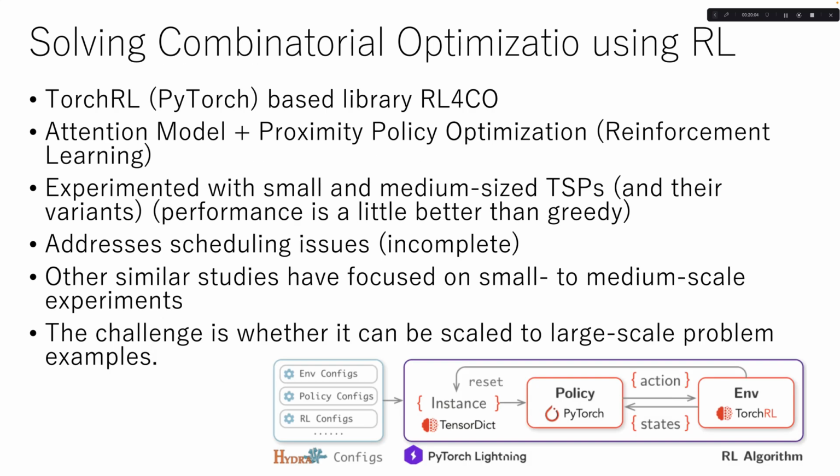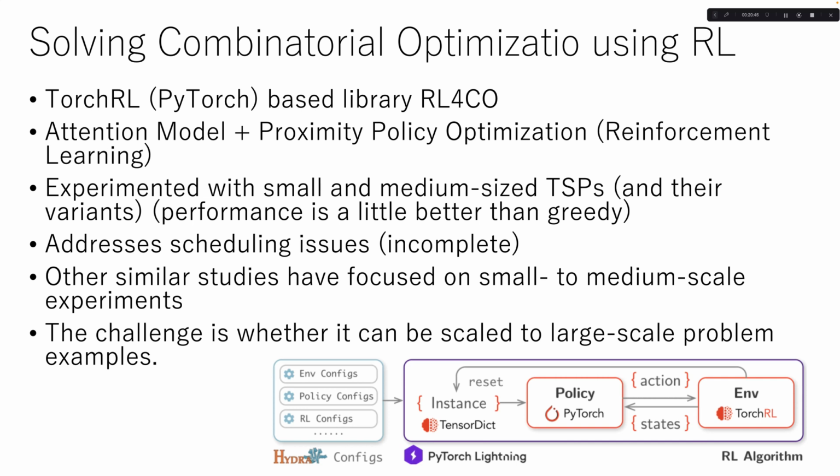Research on solving combinatorial optimization problems with reinforcement learning is also active. RL4CO is a library based on PyTorch's reinforcement learning library TorchRL that can solve various combinatorial optimization problems. It uses state-of-the-art attention models and proximal policy optimization, but in small to medium-scale experiments on the traveling salesman problem and its variations, it only slightly outperforms greedy algorithms. It also supports scheduling problems, but again, the results are only marginally better than dispatching rules. A challenge remains in scaling these approaches to large problem instances.